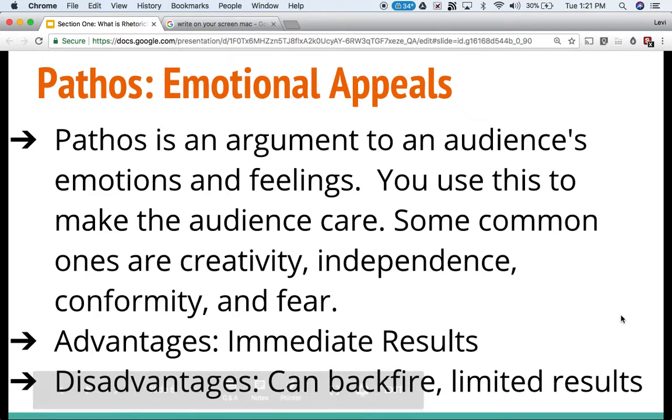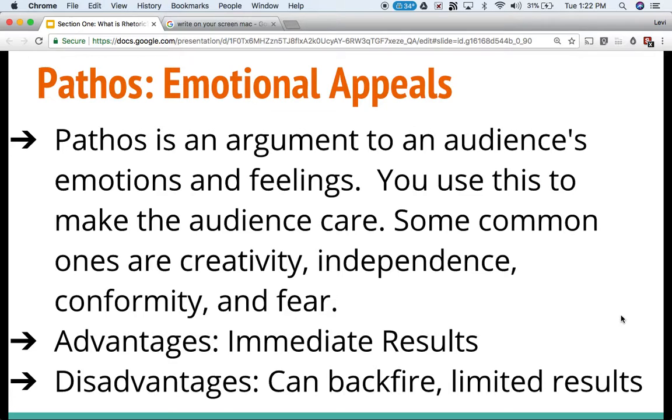The next thing we have here is pathos, which is the emotional appeal. So logos is with your head. Pathos is with your heart and your stomach, because hunger is an emotion worse than maybe anything else. So pathos is the emotional appeal. It wants to go to the audience's emotions or feelings.